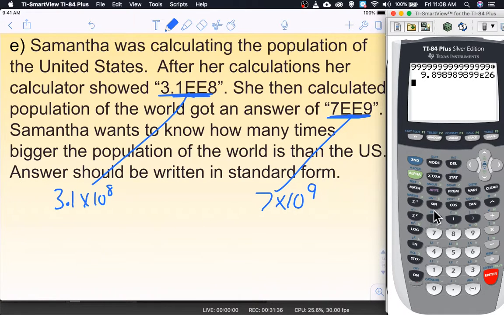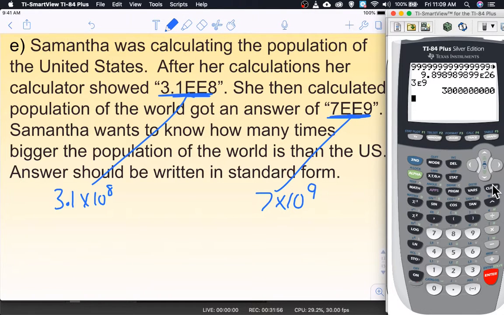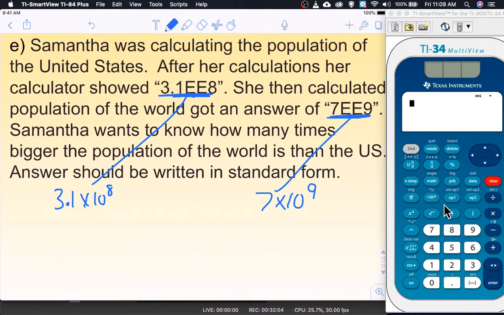There's an EE button. Watch this. 3, EE. See, there's two E's here, but it only puts one on the screen. 9, equals, that's 3 times 10 to the 9th power. Okay, so there's an EE. Sometimes you'll see two E's, sometimes you'll see one E. It's a little different from calculator to calculator, which is why I'm bringing this up now, and I'm showing you this other calculator. Ours doesn't have that issue. If I do 3 times 10 to the 9th power, it just does it. It can show that, but most can't.